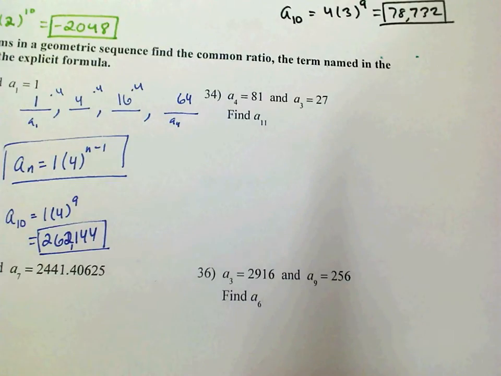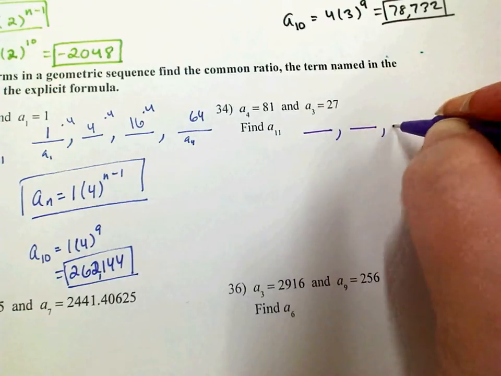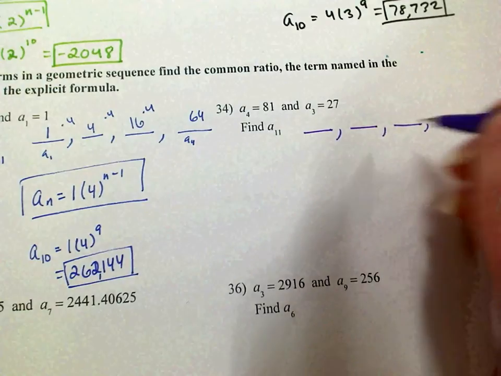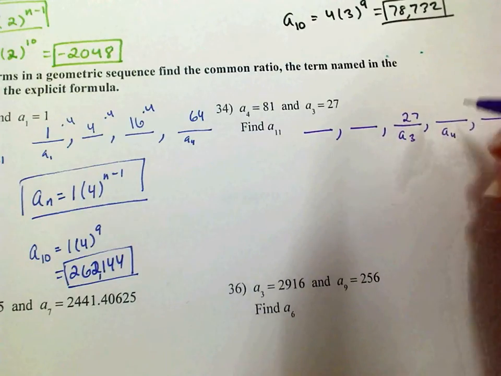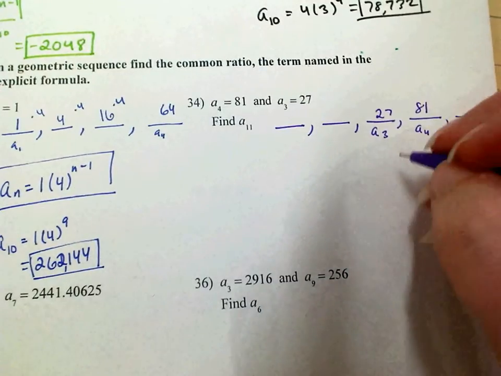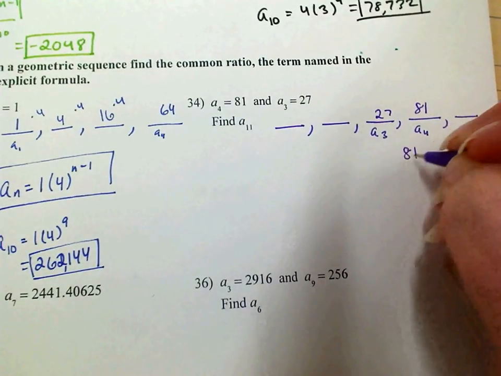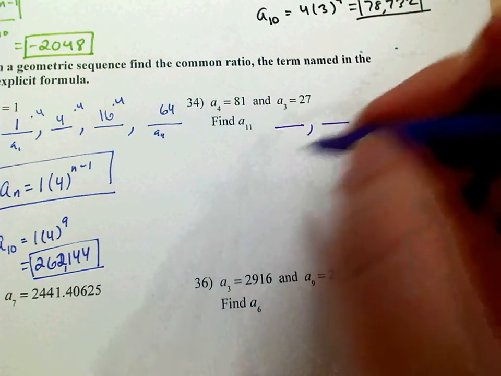All right, on number 34, I give you the third and the fourth term. So 1, 2, 3, 4. The third term is 27, and the fourth term is 81. If I want to find the common ratio, all I have to do is divide any term by its previous term. 81 divided by 27, and I get 3. So that means my common ratio is 3.